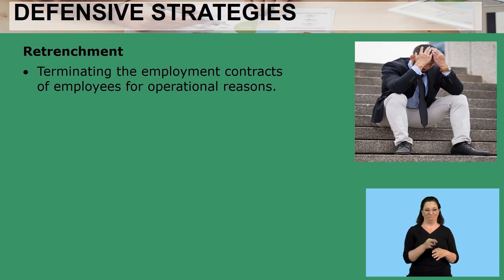Then, when we've tried the first defensive strategy and it did not work, we can now do the second one, which is retrenchment. Nobody loves retrenchment. What is retrenchment? Here we are terminating the employment contract. We are not firing people, but we are terminating the employment contracts of employees for operational reasons, mainly because maybe we don't have enough money to pay salaries and wages. We are terminating, or ending.